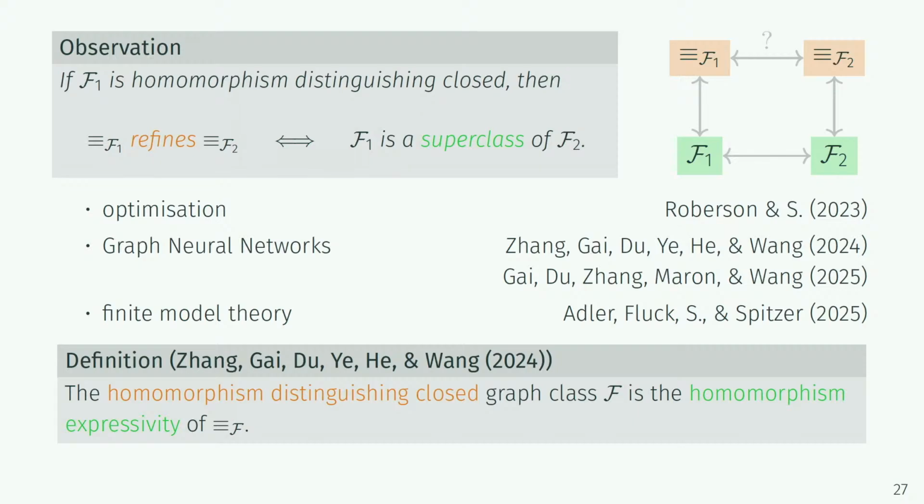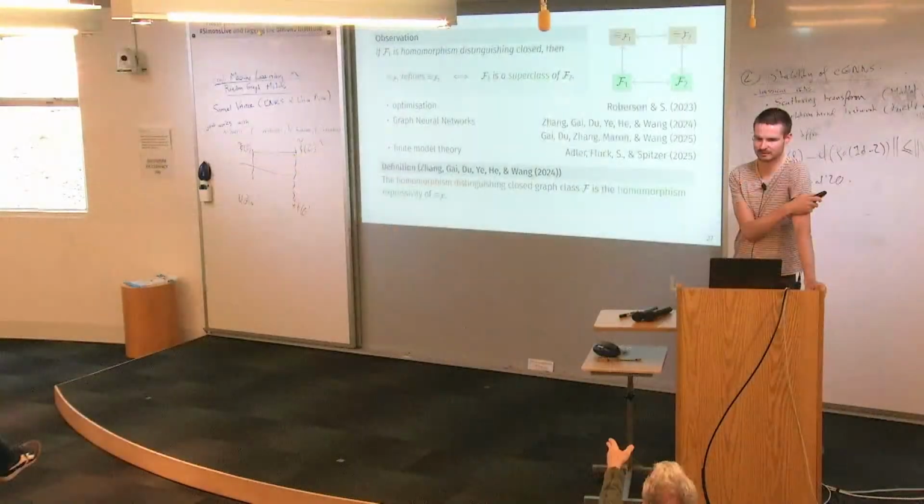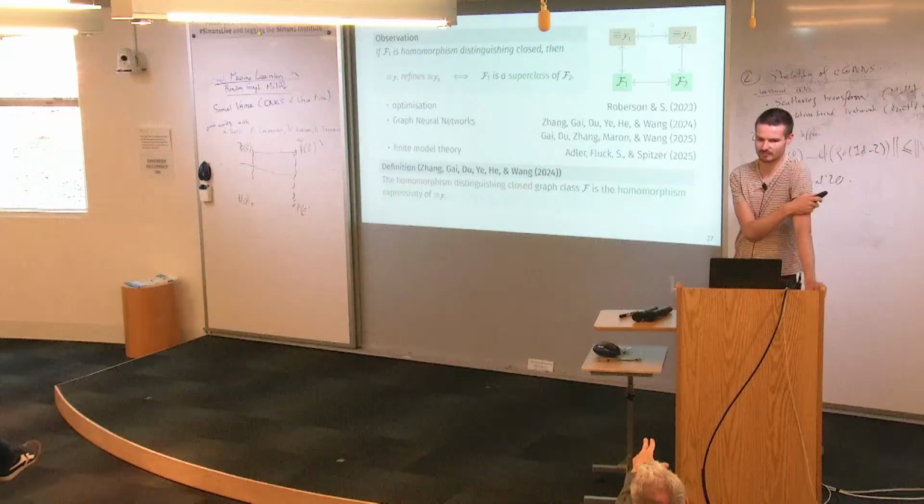I just want to say, in the beginning, I thought you said you were going to talk about the question about which kinds of equivalence relations correspond to. I'm also going to talk about this, it is a more complicated question. But this is isomorphic to the question of which homomorphism expressivities you can get. We only need to study homomorphism indistinguishability over homomorphism distinguishing closed graph classes. The other graph classes don't matter. The problem is we don't know what the distinguishing closed graph classes are. Yeah. Okay.